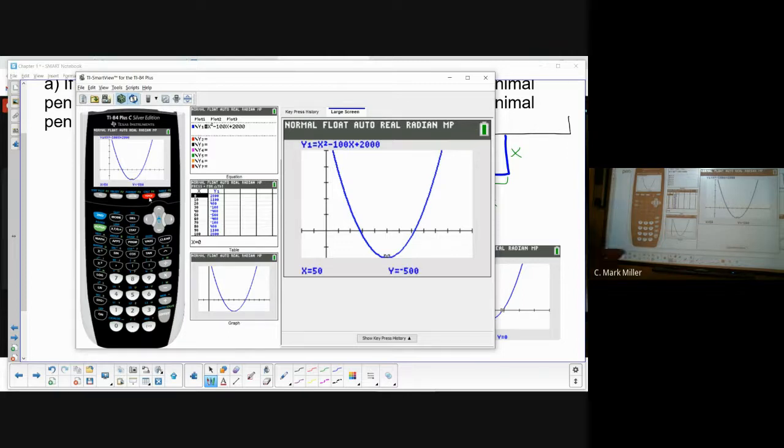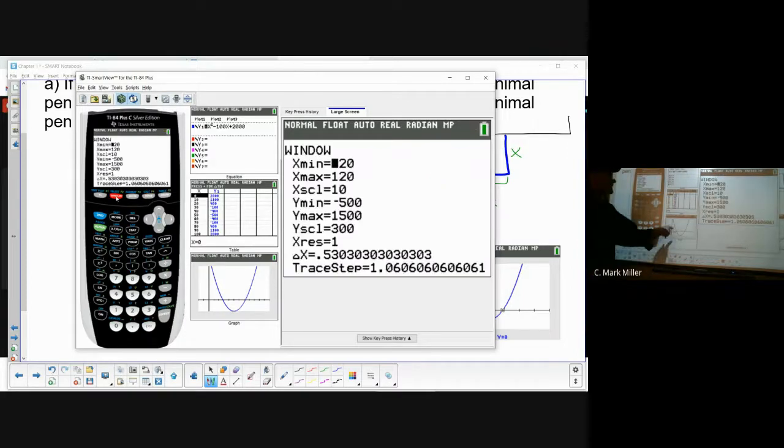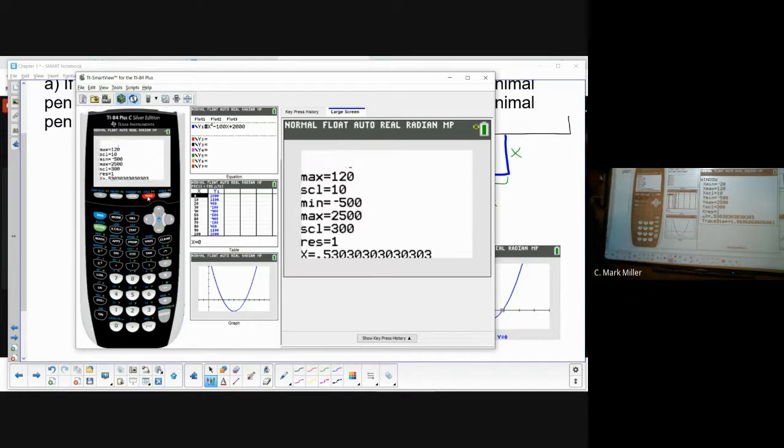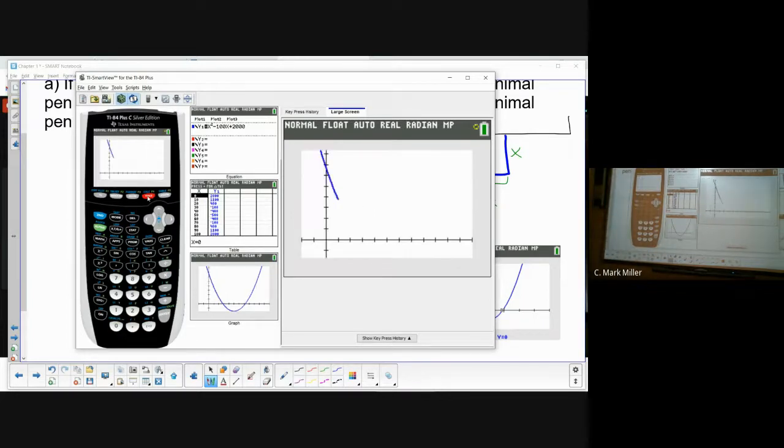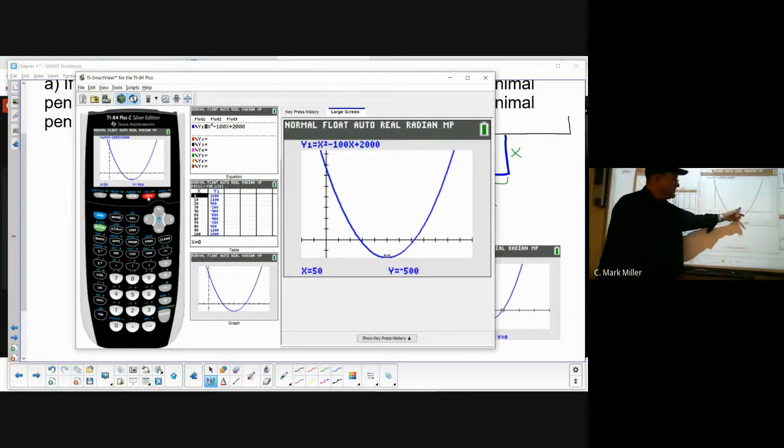Because look up here, I'm only going up to 1,500. My y-intercept is at 2,000, right? So I go 2,500 maybe there, right? And now, there you go. I got my y-intercept. It's going below, goes up. Okay. So these are my solutions right here. The x coordinates of those two are my solutions.